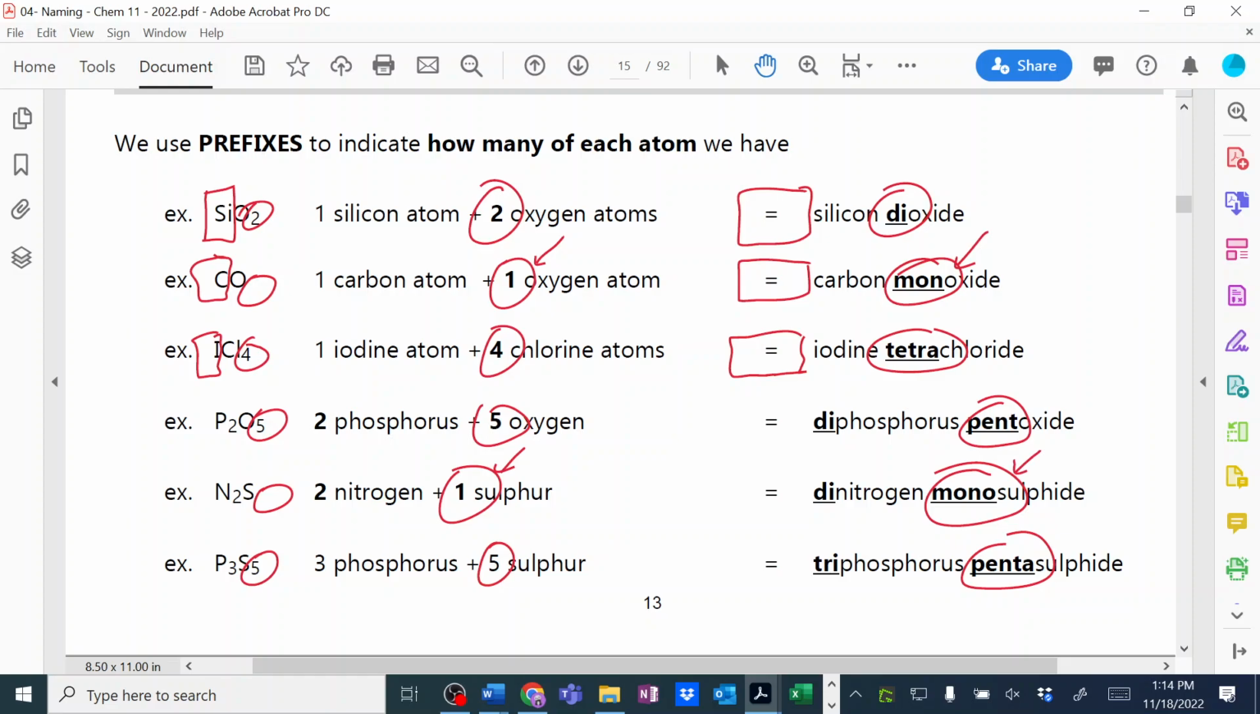When do we use mono? When it's the second one. Only the second one takes mono. The first one doesn't take mono. Okay? Something else to notice though, we have two phosphorus and it is diphosphide. So do we leave off a di on the first one? No, because it's greater than one. It's only the mono that only goes on the second word. All the others are used all the time.